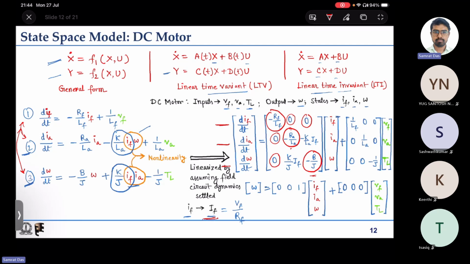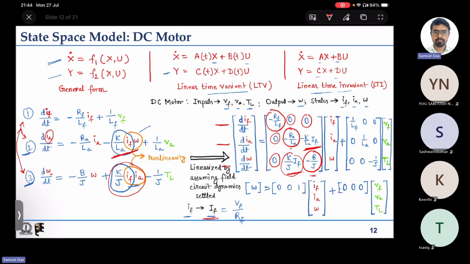equations. So, the state of the second equation, Ia, comes as torque in the third equation. So, there is a non-zero element at 2 3. Similarly, the speed of the third equation comes as back EMF in the second equation. So, it basically comes as 2 3 and the previous one comes as 3 2.